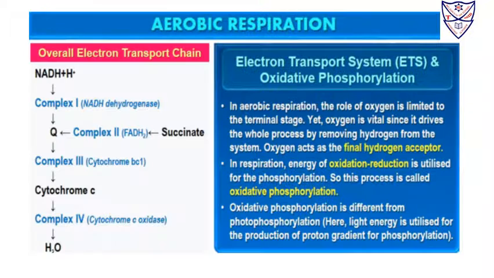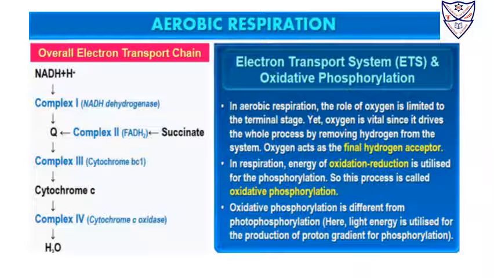So this is the overall electron transport chain where the electrons are transferred from complex 1 to 2 to 3 to 4 and eventually to water molecules. In aerobic respiration, the role of oxygen is limited to the end stage. But oxygen is vital because it drives the entire process by removing hydrogen from the system. So it acts as a final hydrogen acceptor.